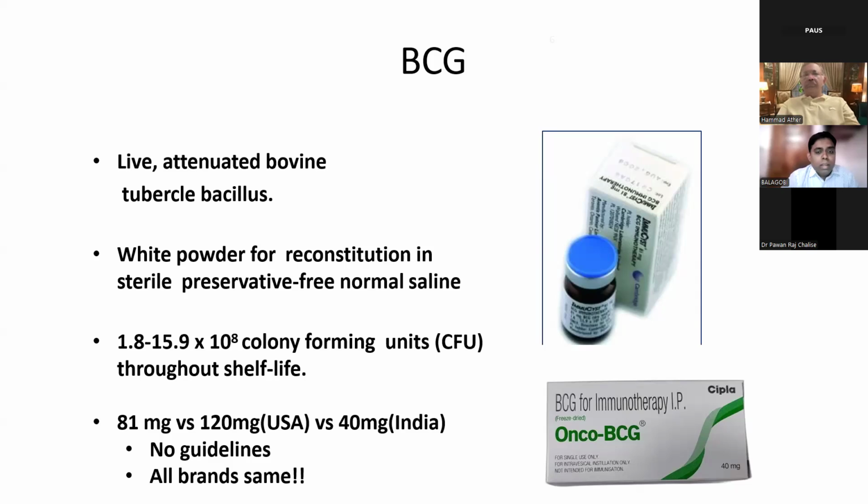a detailed study or detailed guideline on which brand to use, how much, and how to give the BCG. But ideally 1.58 to 15.9 times 10 to the power 8 colony forming units, it's important.